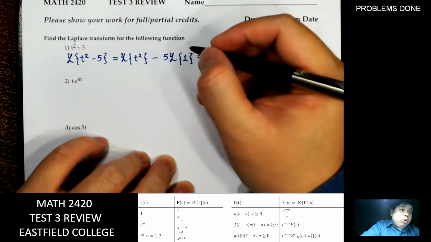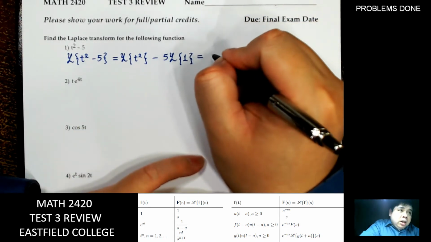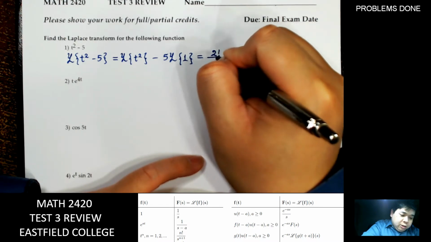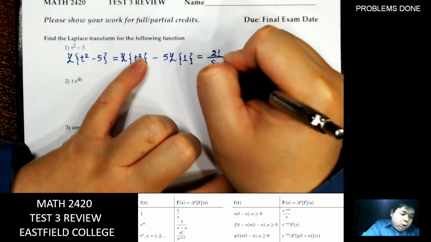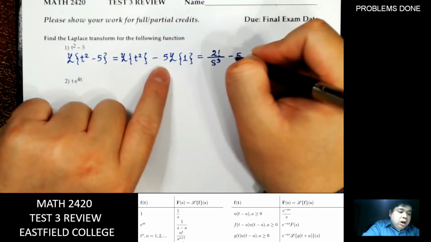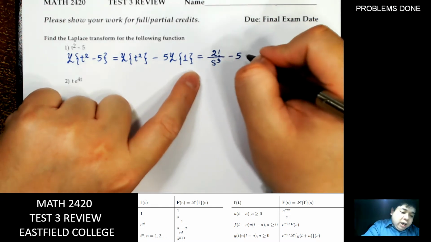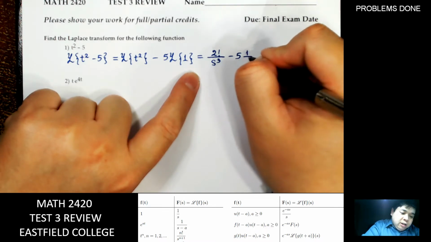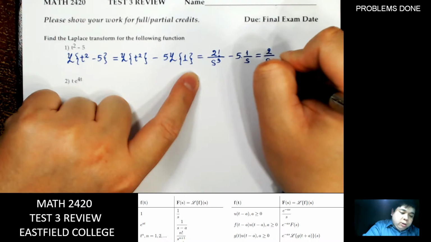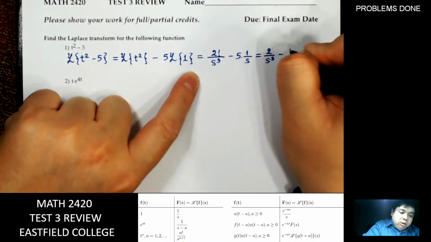Transform of t squared will be 2 factorial over s cubed, and the Laplace transform of 1 is 1 over s. So pretty much we have 2 over s cubed minus 5 over s.